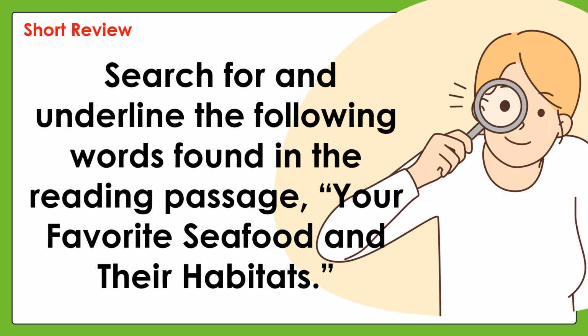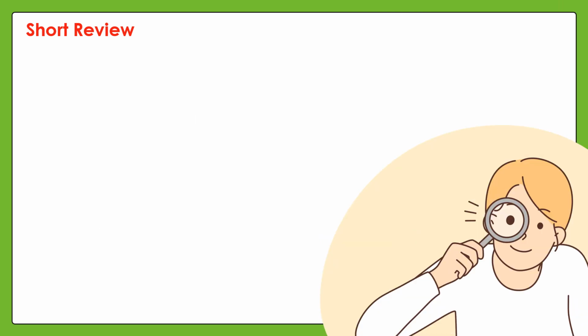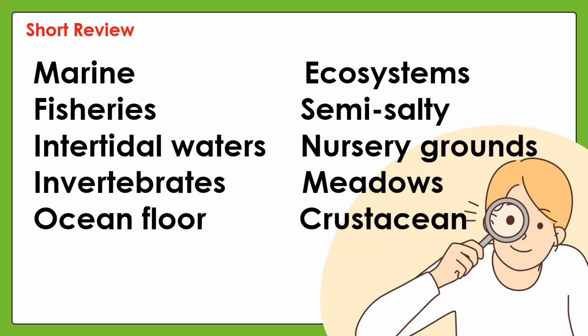This time, search for and underline the following words found in the reading passage, your favorite seafood and their habitats. And here are the words: marine, fisheries, intertidal waters, invertebrates, ocean floor, ecosystems, semi-salty, nursery grounds, meadows, and crustacean.